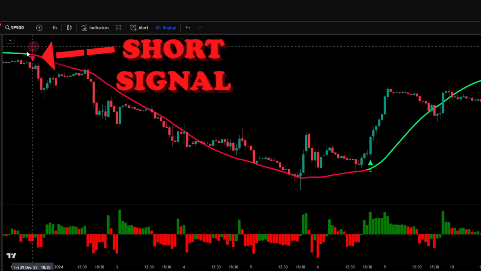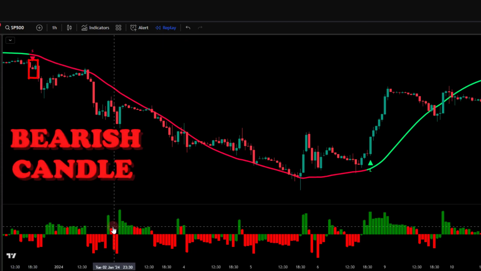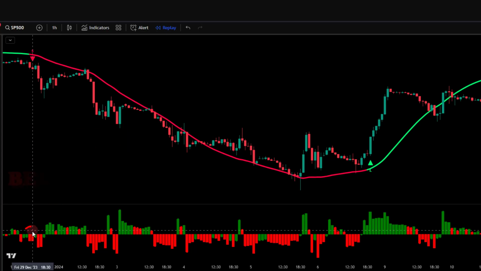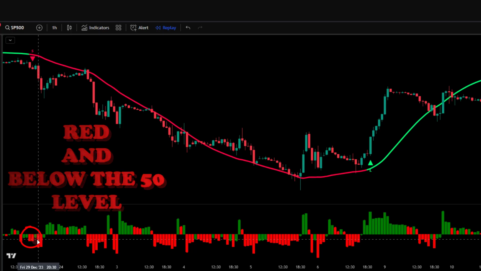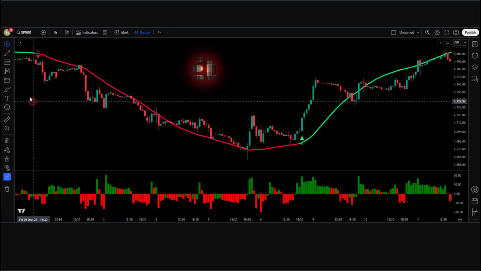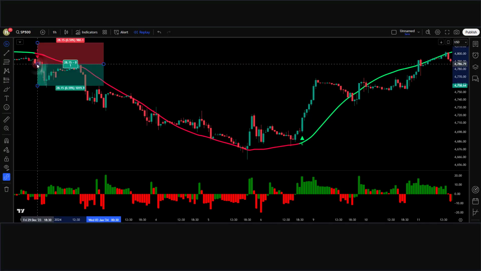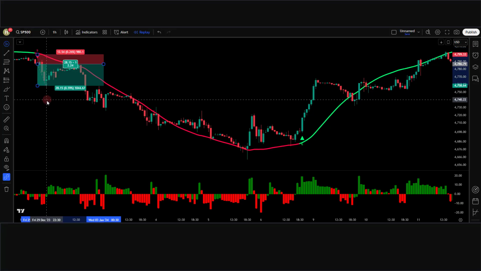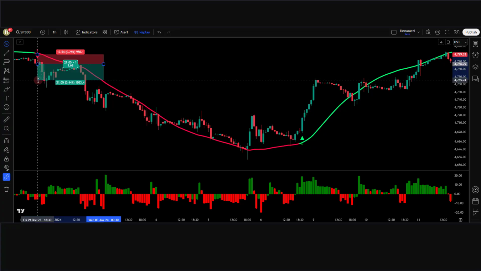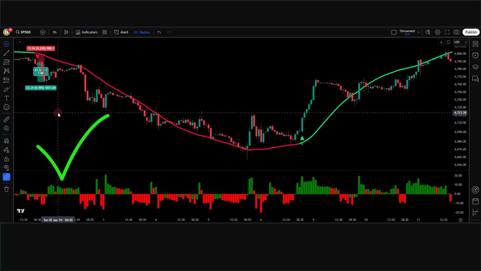When the ATR-HEMA indicator has given us short signals, when the market has formed a bearish candle, and when the columns of SuperTrend Oscillator V3 indicator turn red and below the 50 level. If this condition is fulfilled, then we will place a sell order. Our stop loss will be placed at the current market's higher level, and the risk to reward ratio will be 1:1.5. The market has completely hit the target.